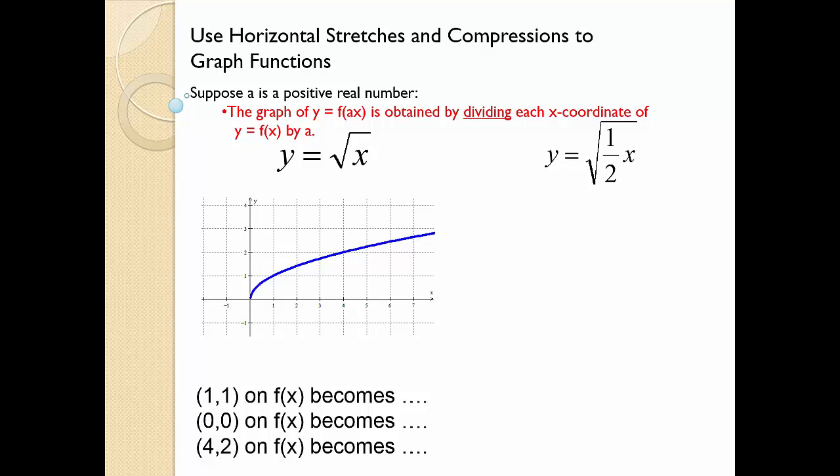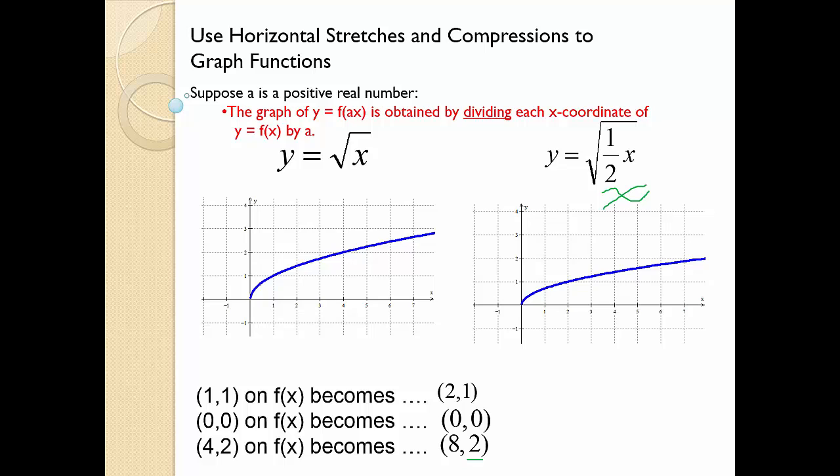At a half, it's going to stretch by a factor of 2. So by the same thing, (1, 1) will become (2, 1), because you stick a 2 in here for x, and 1/2 times 2 is 1. Square root of 1 is 1. (0, 0) is not affected because 1/2 times 0 is still 0. And for 2, if you stick an 8 in up here, 8 times a half is 4. Square root of 4 is 2. And then you see the way that graph looks. It's stretched out horizontally.